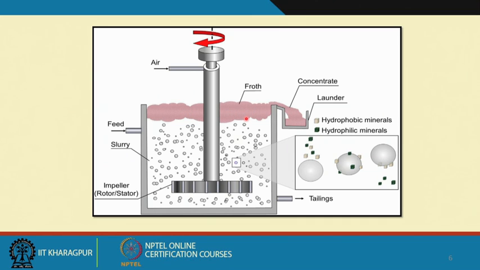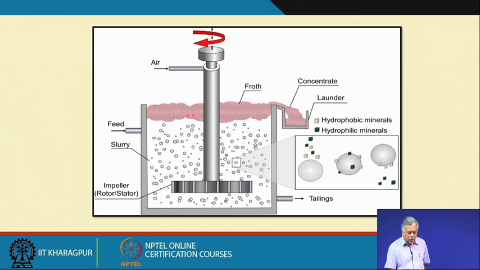Now, this froth layer has the air bubbles, the water, the particles which are hydrophobic particles, and you will have some kind of oily materials also, which you have added. So, this froth layer mainly consists of air bubbles, water, and the hydrophobic particles.